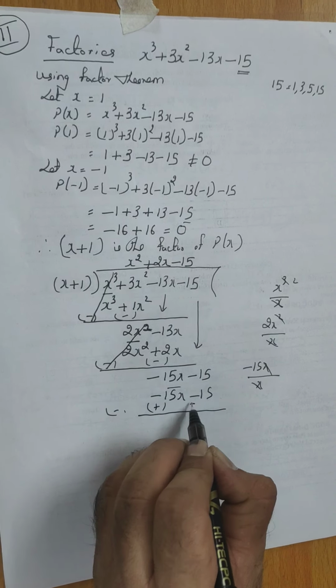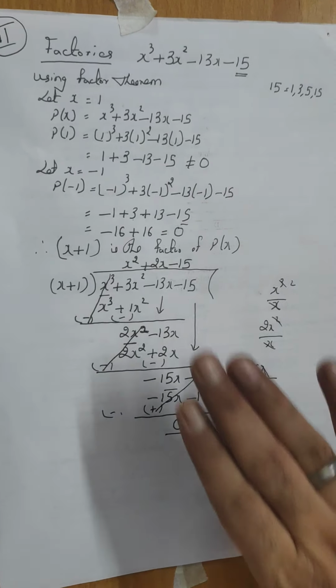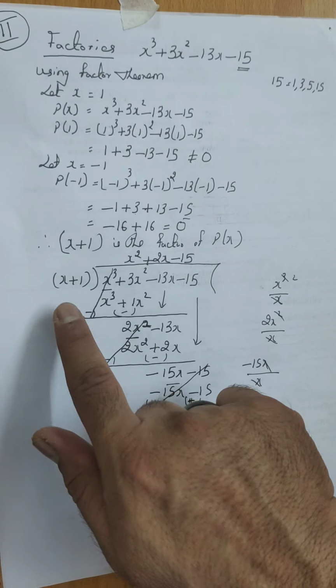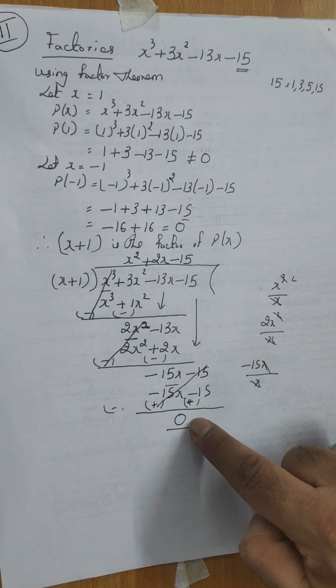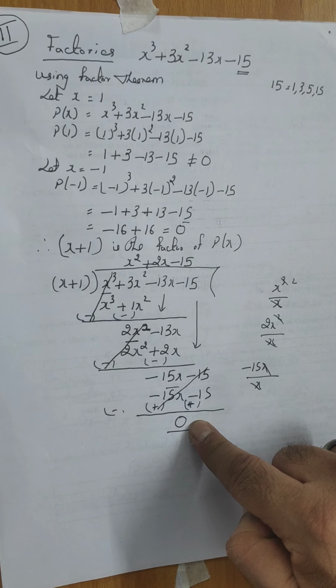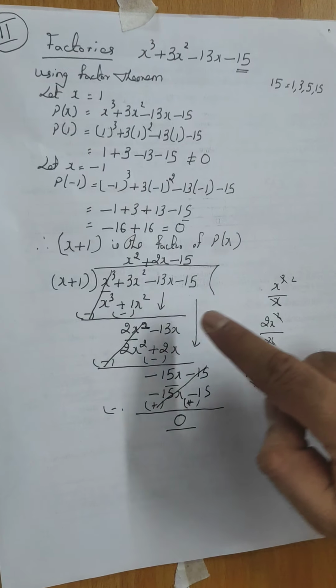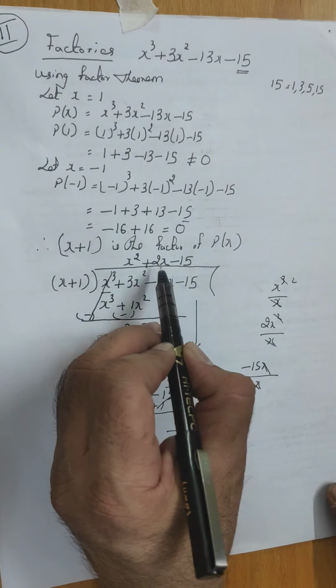These two will get cancelled, I'll get the remainder 0. And just remember, whenever after finding the first factor you divide with a polynomial, every time you should get the remainder 0. If you are not getting the remainder 0, that means somewhere you have done something wrong. Now I'll take the question.